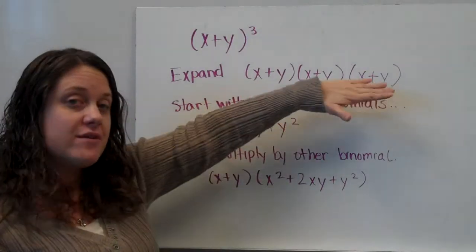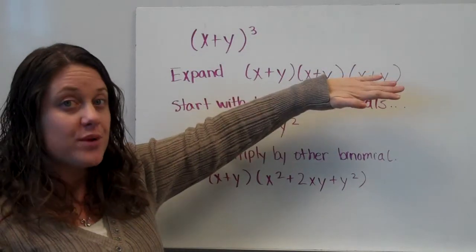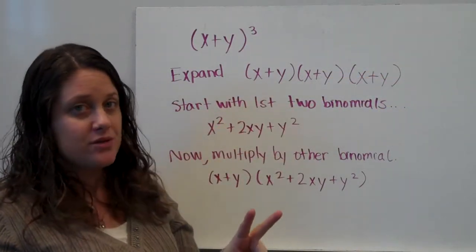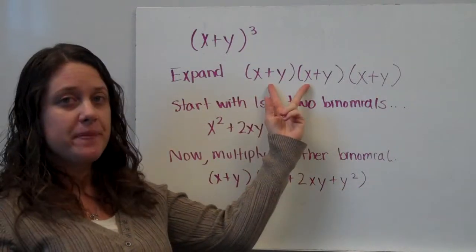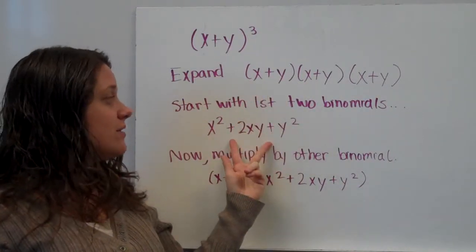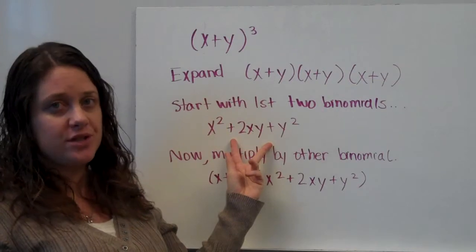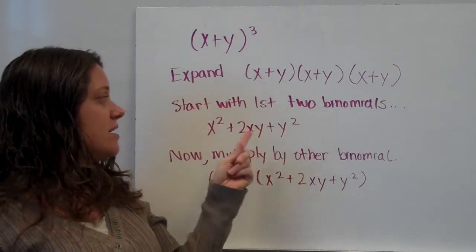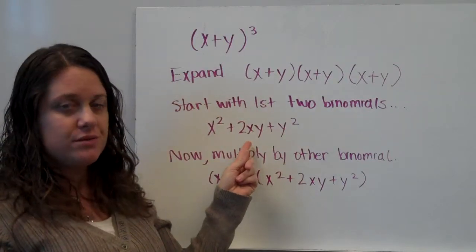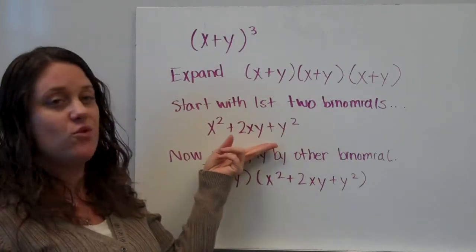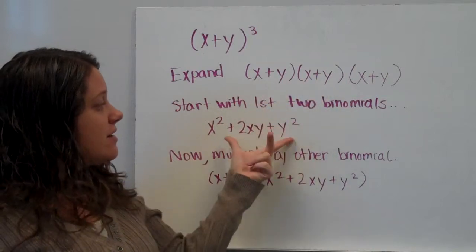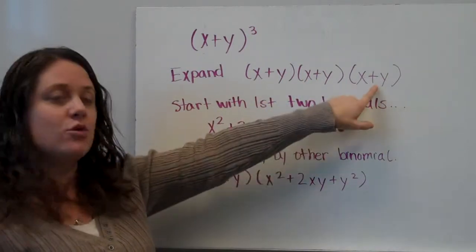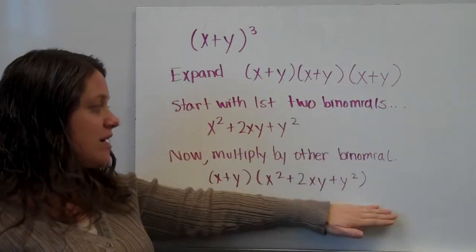So write out all three of them because you need to multiply this together 3 times. So what you're going to do is start with the first two binomials. Multiply these two together, and you're going to get this. That should look like a perfect square trinomial to you because you have the first term squared, the second term squared, and the middle term is 2ab. In this case, it's x and y's. So I multiply those two together, and now I have one binomial, the one that's left, times the trinomial.